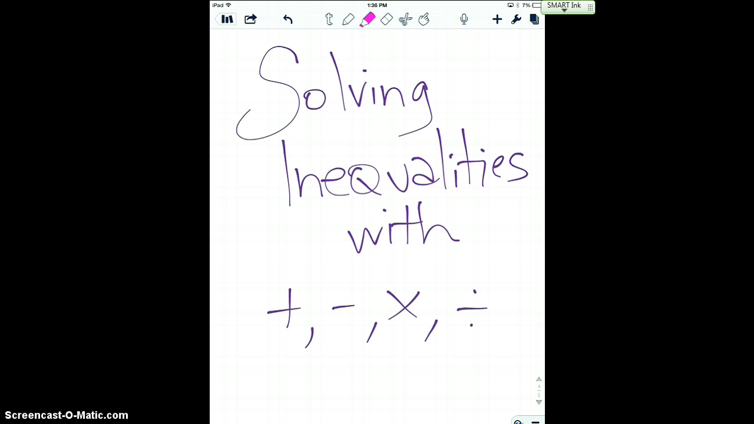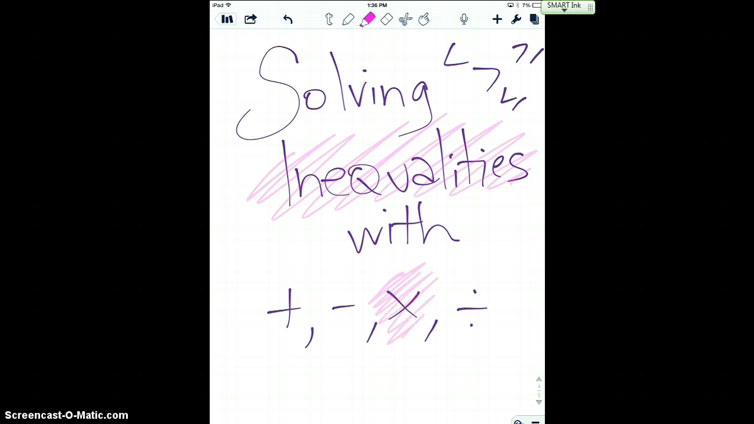Solving inequalities. Hopefully you have something that comes to your mind for that. Less than, greater than, less than or equal to, greater than or equal to. And today we're going to look at multiplying and dividing. So this is what you want to put in your notebook under the table of contents. Get started so you can show me in class that you are done with this.